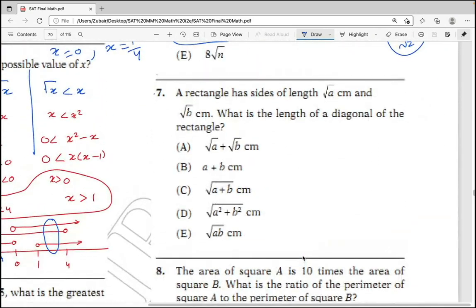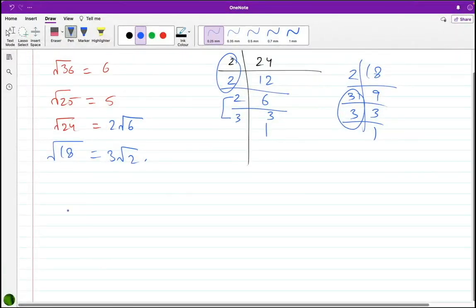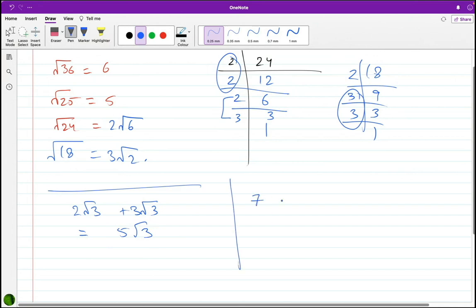Look at the numbers. Okay, quick short revision. 2 square root 3 plus 3 square root 3. Final answer? 5 square root 3. Okay. Mahat, your turn. 7 square root 2 minus 5 square root 2. Would it not just be 2 square root 2? Correct.